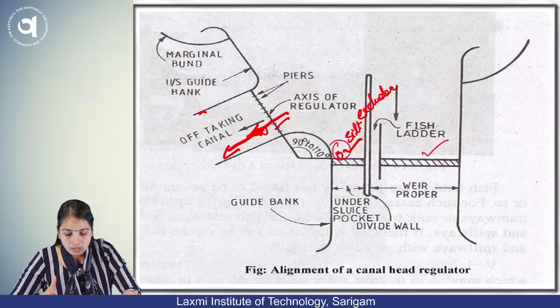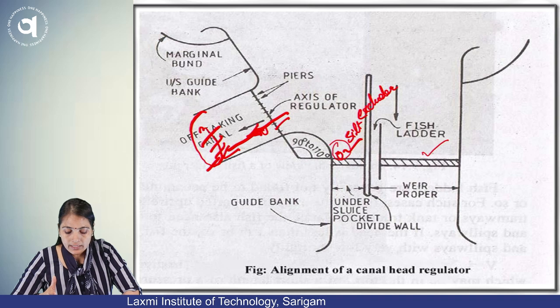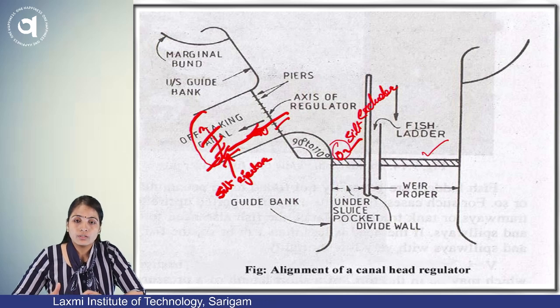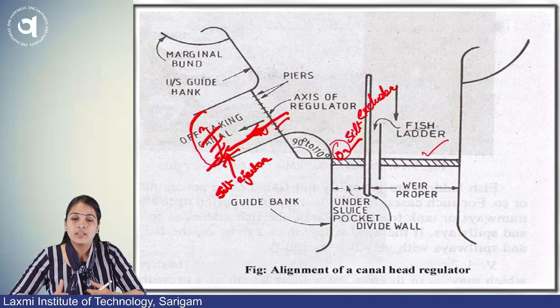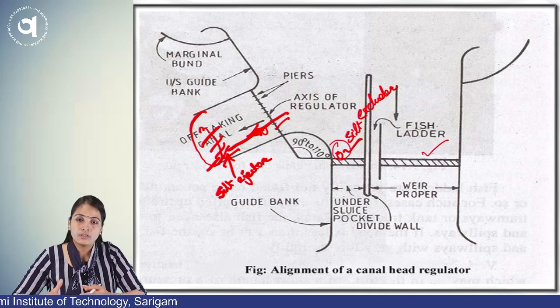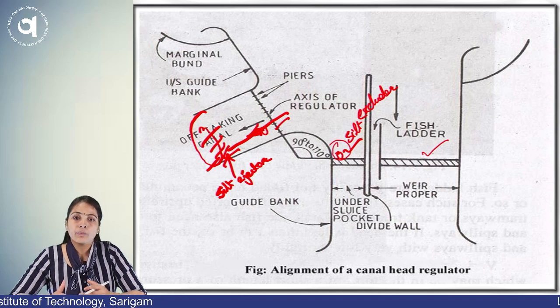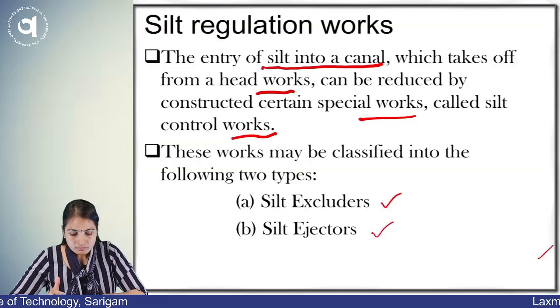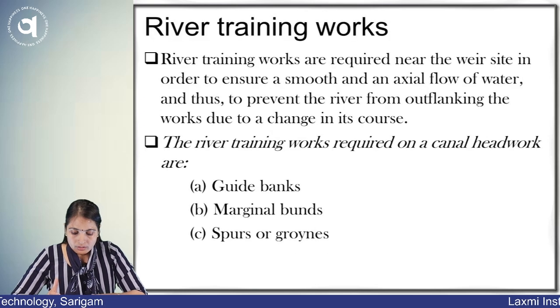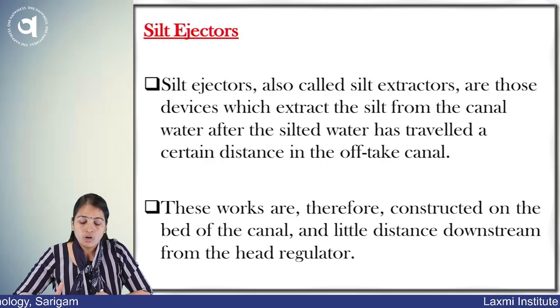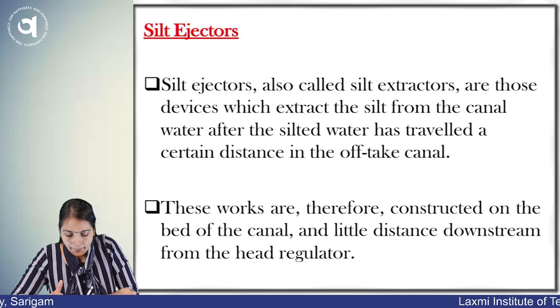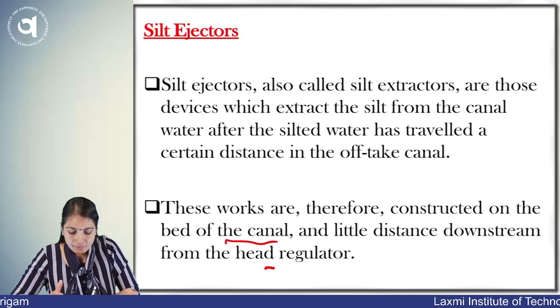Now after the water has entered here, at some distance a silt ejector is provided here. Whatever silt enters this canal network, we can exclude, as silt is the demerit of the canal network. If it deposits, your canal can be considered a dead canal. So these works are constructed on the bed of the canal, a little distance downstream from the head regulator.